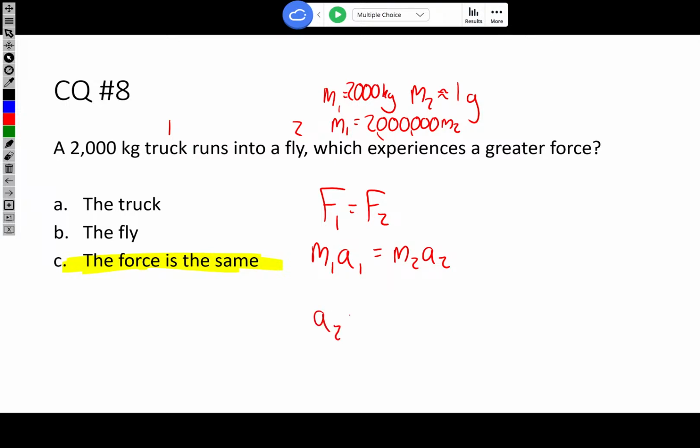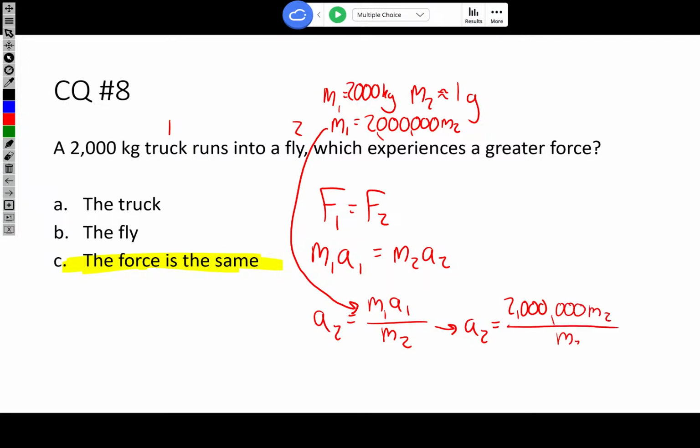I'm going to rearrange this to find the acceleration of the fly. So the acceleration of the fly is M1A1 over M2. I just rearrange the equation. Yeah, this works out good. If I take this and put it right here, the acceleration of the fly is 2 million times... Boom, the masses cancel. The acceleration of the fly is 2 million times higher than the truck.